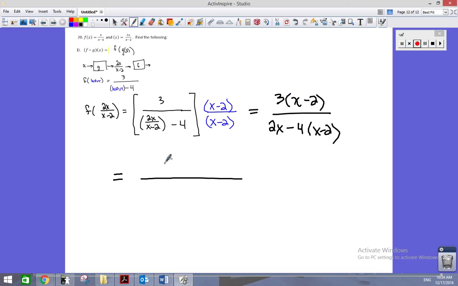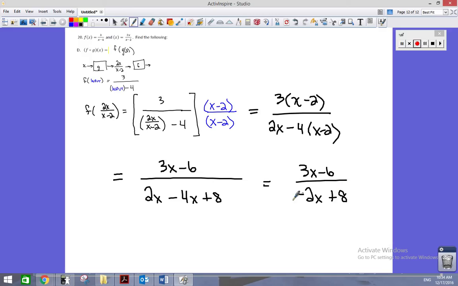Let's distribute the 3, and we get 3x minus 6. Let's distribute the negative 4. We've got 2x minus 4x plus 8, and 3x minus 6. 2x take away 4x is a negative 2x plus 8.